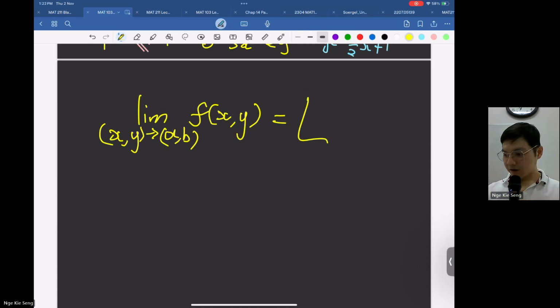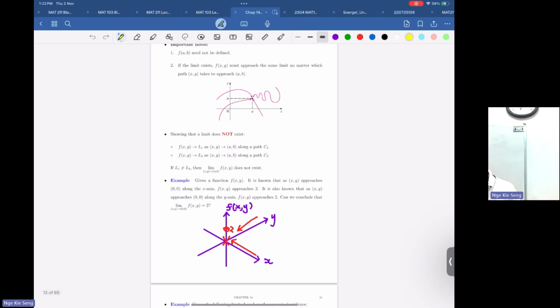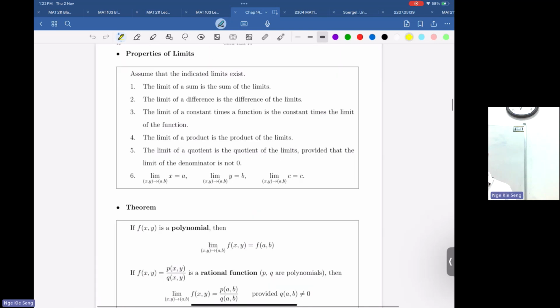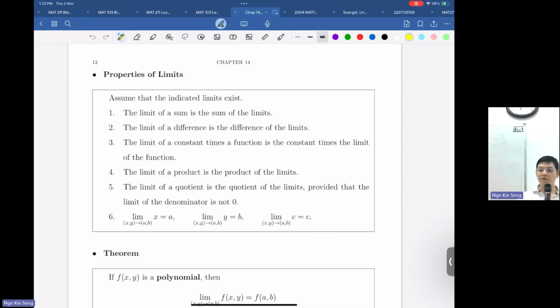So there are some properties of limits you need to take note of here. The limit of the sum of functions is the sum of the limits. Familiar? Maybe not. The sum of a series, a convergent series, equals the sum of the limits of both convergent series, right? Okay, let me write it down first.